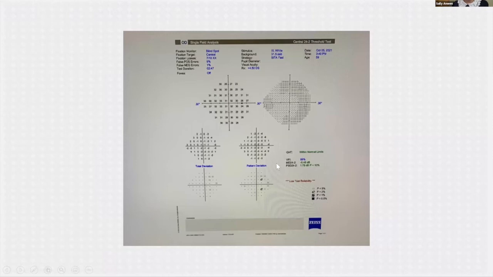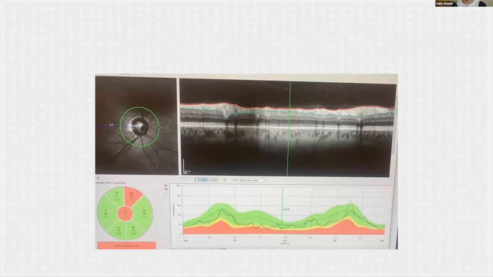So not ideal, and you have to take it with a pinch of salt, but still very useful in the sense that it shows that actually the visual field is quite full. And then that goes back to the point of pre-perimetric glaucoma, which is something that's become more and more common, especially with the new OCT scanners that are available.